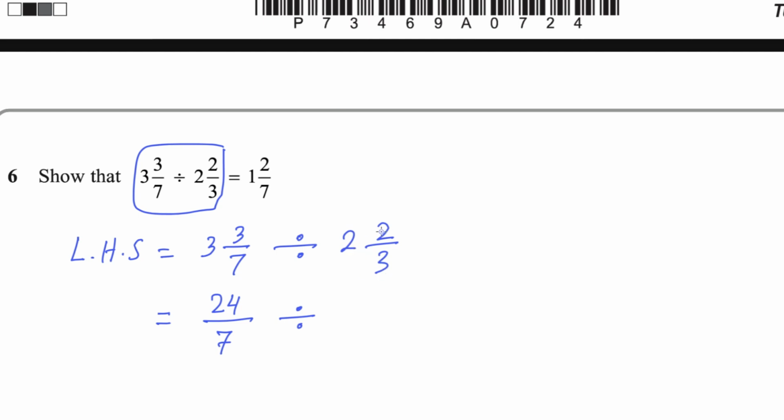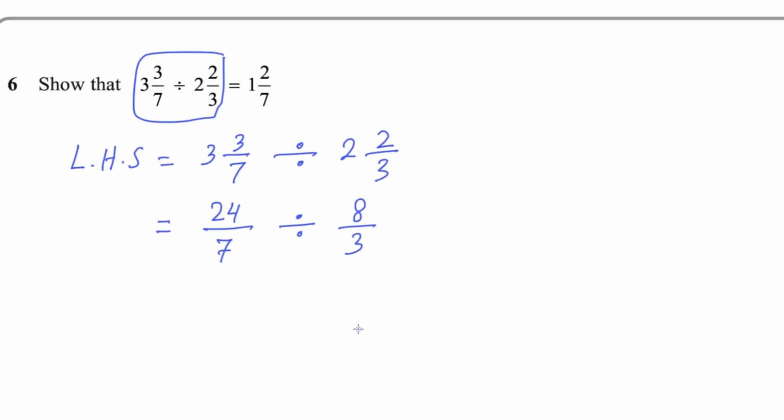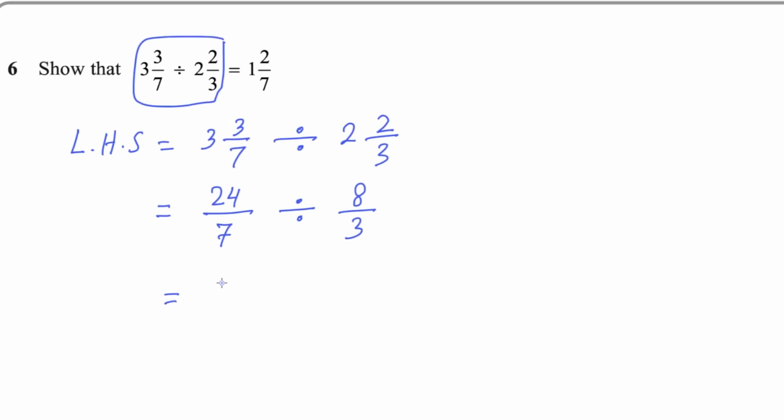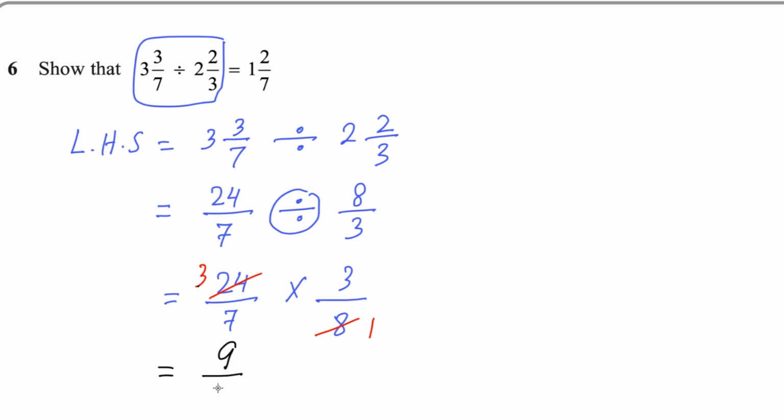3 multiplied 2 is 6. 6 plus 2 is 8. 8 over 3. And we know that we change dividing to multiply sign. Once you change this divide into multiply sign, we take the reciprocal. We flip these two numbers. 3 over 8. As we know that we can divide these two numbers. So 24 and 8 can be cancelled out. We get here 1 and here 3. So our answer is 3 multiplied 3 is 9 over 7.